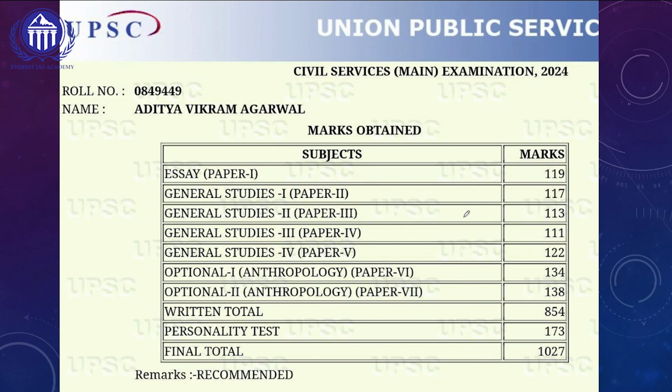If you look at his GS paper 2, where international relations will be coming, he got 113 out of 250 marks. That is on an average of 5.5 to 6 marks per question. So for some of the questions you would have got maximum marks in the real examination also. For few questions you would have got a bit lesser marks. That's why he has averaged around 113 marks in his GS paper 2.